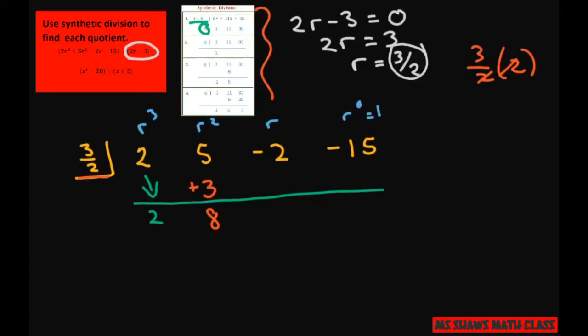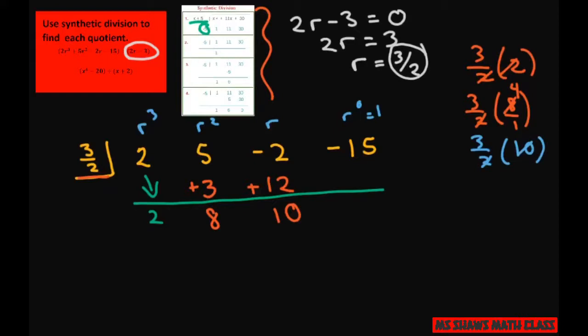Now let's do it again. 3/2 times 8. Remember, that could be 8 over 1. So 2 goes into 8 4 times. That gives you 12, and you put it there. Then you add. So then you have 10 here. So now we do 3/2 times 10. 2 goes into 10 5 times, so that gives you 15. And then you add, and you get 0.